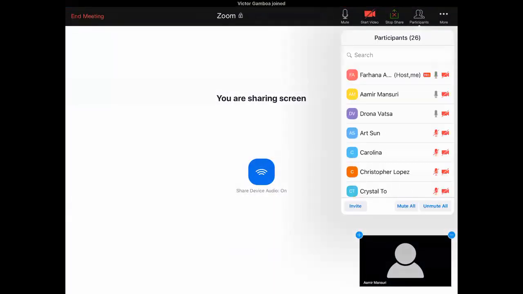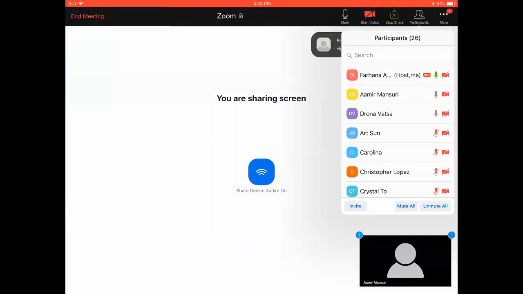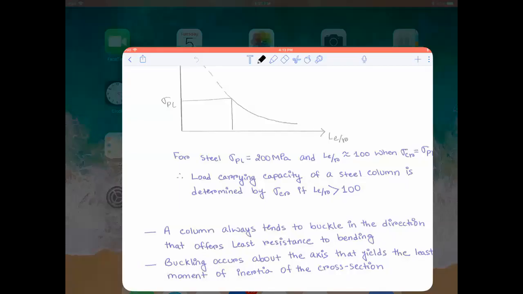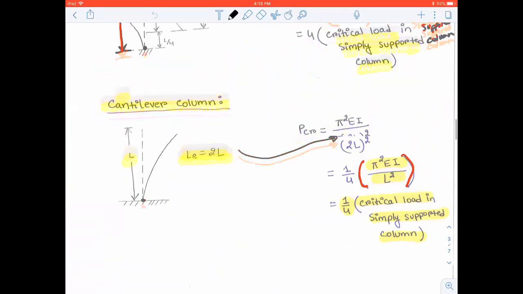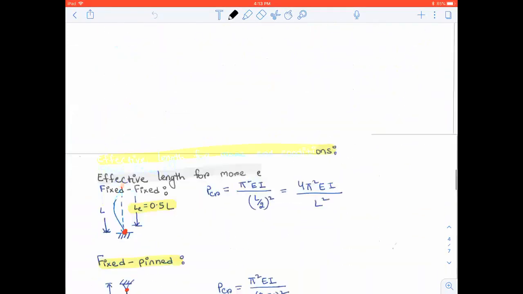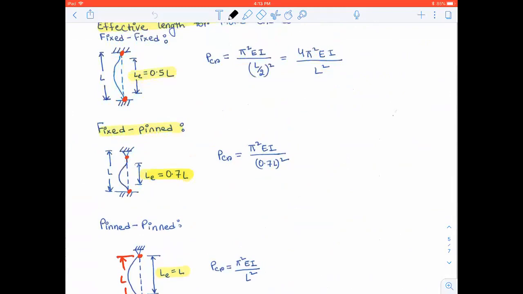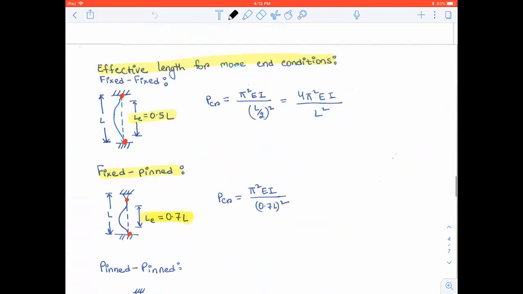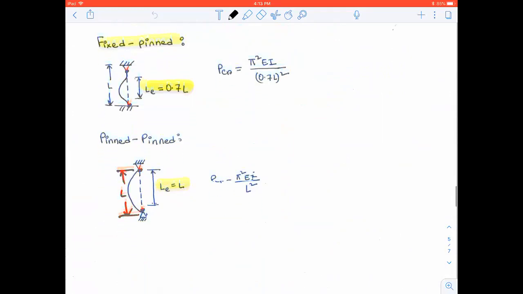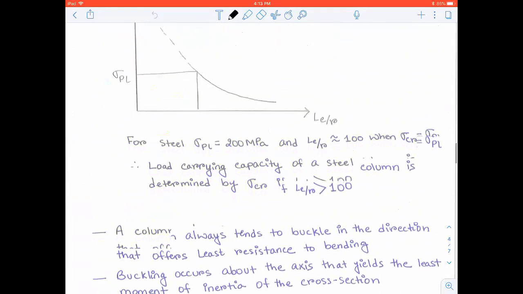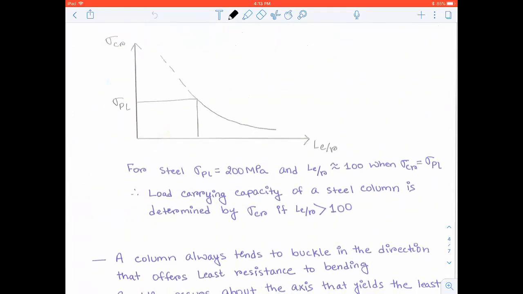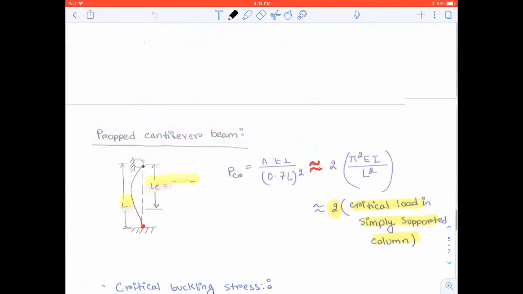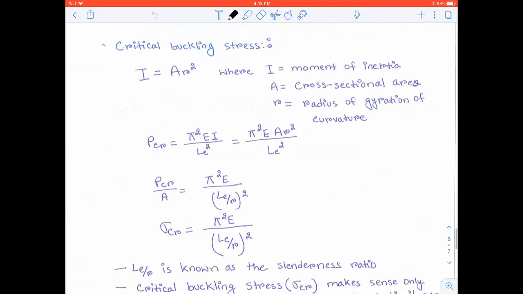Okay, I think we may start. We left off somewhere here at last class. We talked about the different end conditions of your column, the different formula for each of the end conditions, right? People, can you hear me? Yeah. Okay, so I'm going to talk about what is called slenderness ratio.